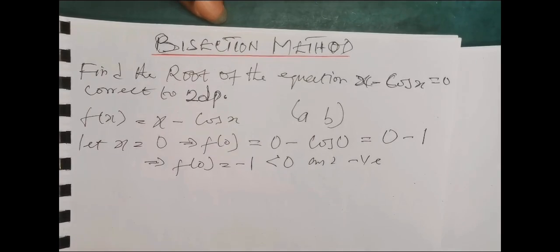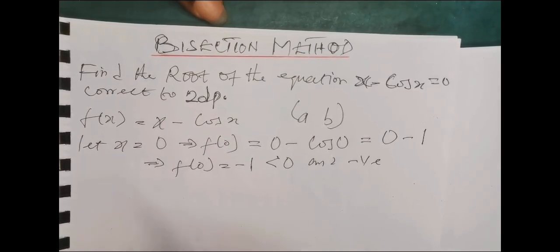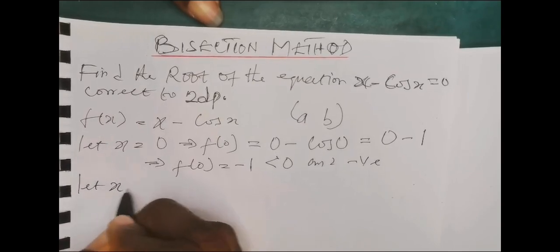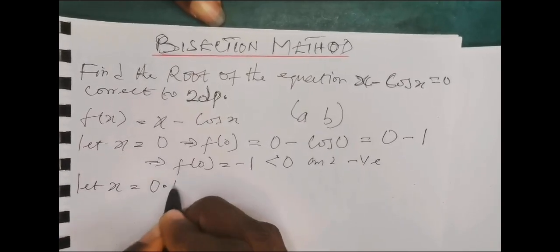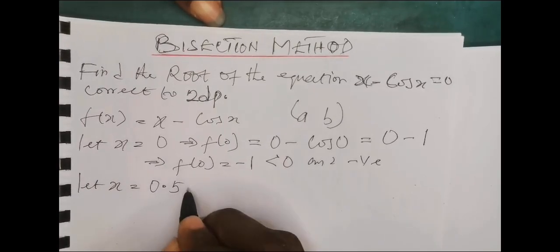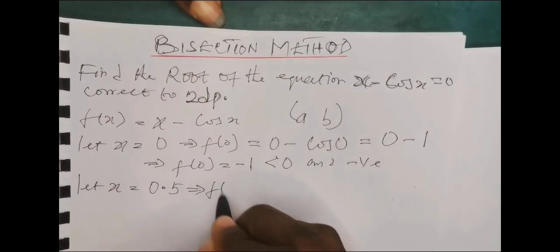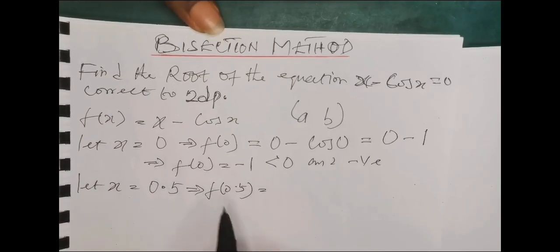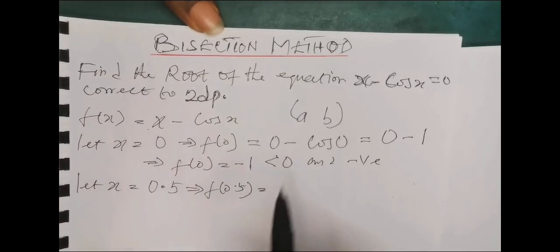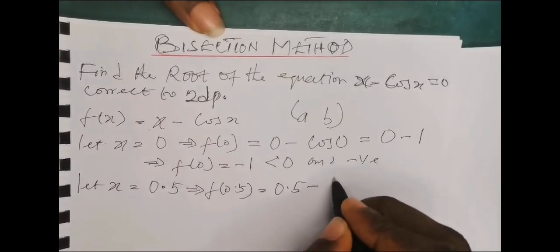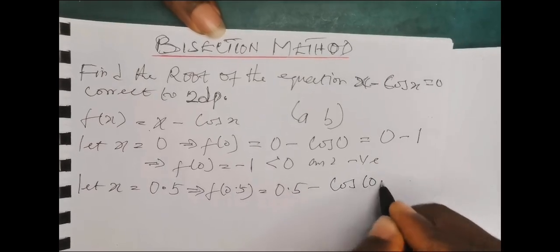Okay, so this result is less than 0 and it is negative. Again, we try another value of x to see if this is going to transition directly from negative to positive. So let's set x to be equal to 0.5. Having tried 0, let's now try x to be 0.5. So we find f of 0.5, which is equal to, in place of x we put in 0.5 minus cos 0.5.